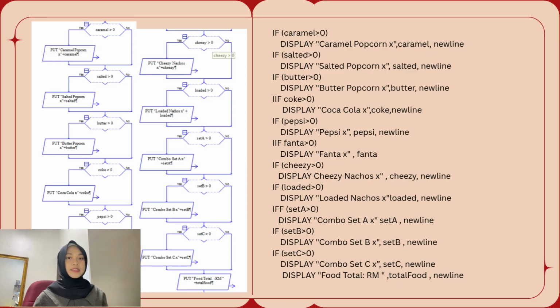This part of the system displays the food and beverage orders on the receipt. Each item is shown only if the customer ordered it. The system lists popcorn, drink, nachos, and combo sets with their quantities. Finally, it displays the total amount for all food and drinks.